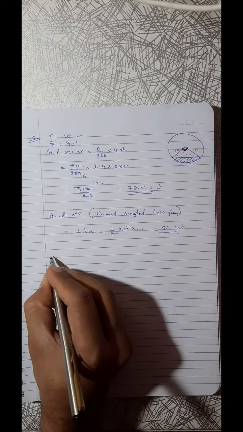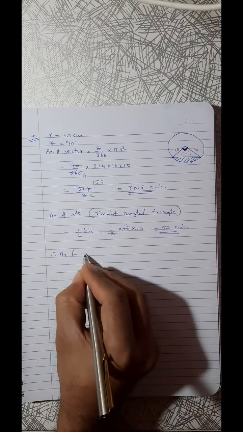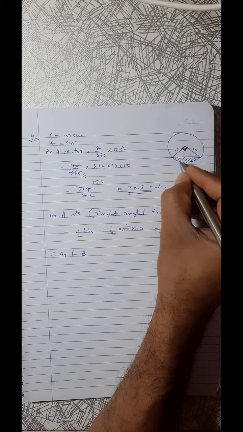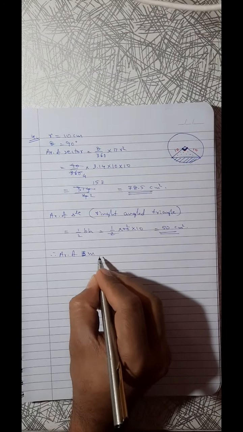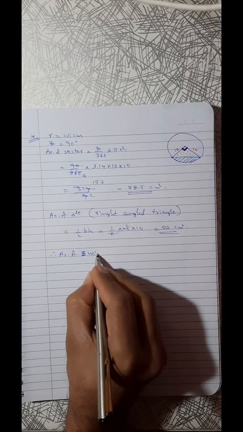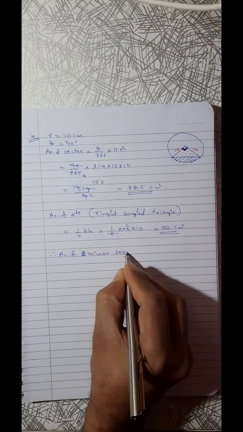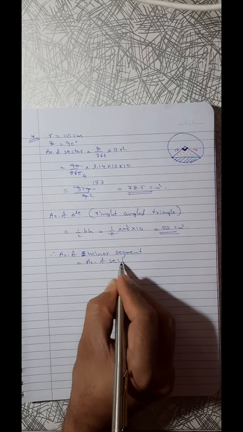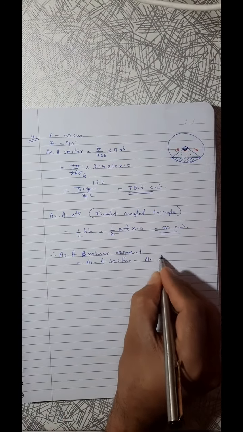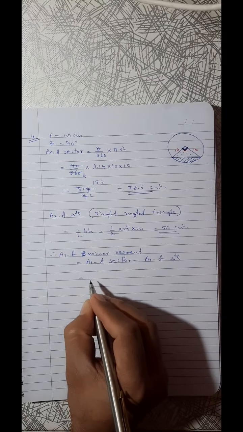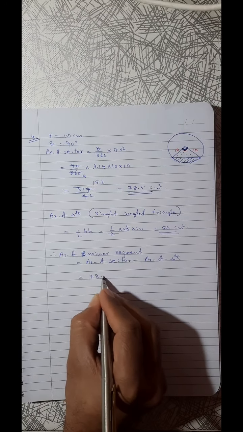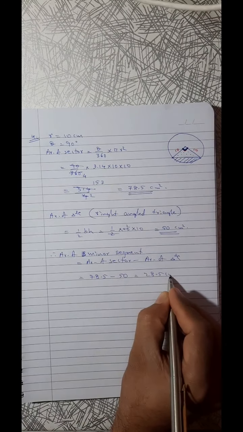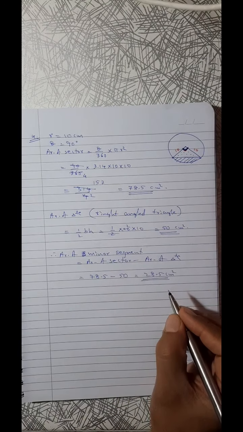Therefore, we can find the area of segment. Segment means a small segment, minor segment only. Anyway, they said minor word especially, so we are also writing area of minor segment equal to area of sector minus area of triangle. Area of sector is 78.5 minus 50, 28.5 centimeter square. This is area of minor segment.